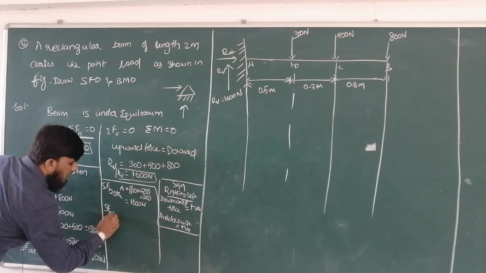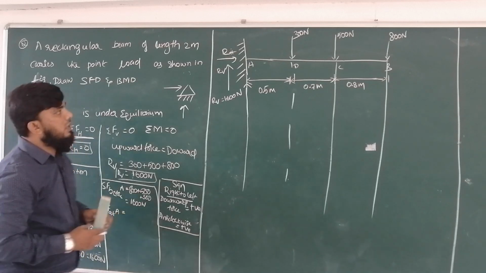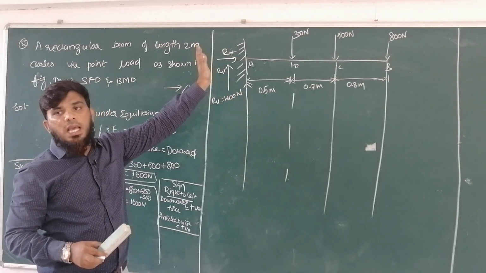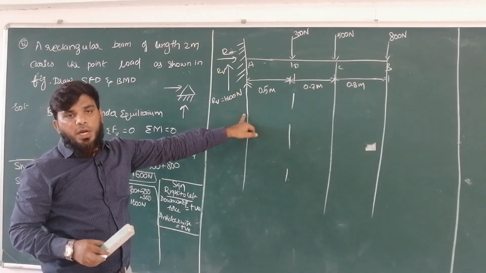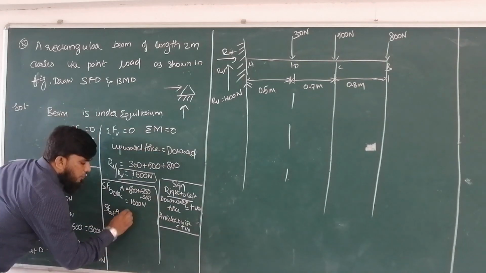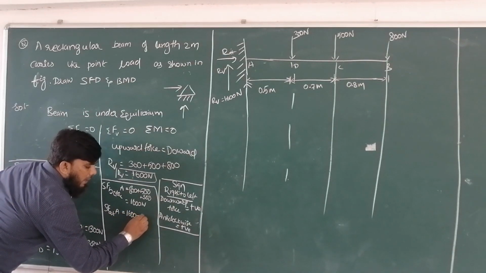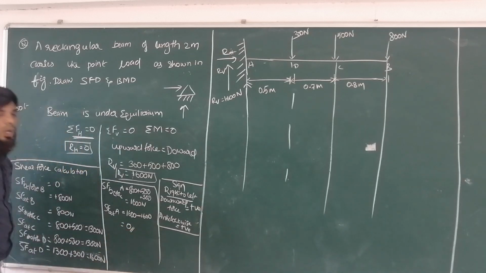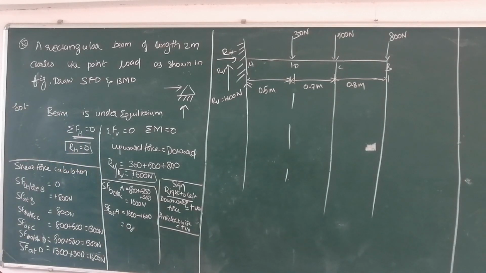Shear force at A. We are having shear force at A, nothing but this 1600 upwards coming into the picture at point A. That's why before A is 1600 minus 1600. So totally it is 0. Clear?